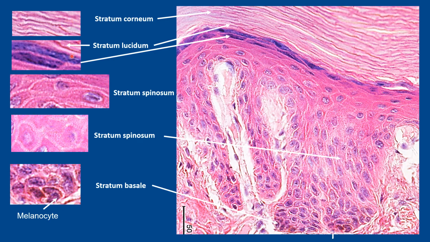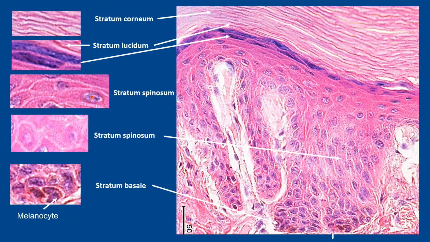The stratum lucidum, see here the keratohyalin granules are there. This is stratum corneum, but just above it there is a red colored area. So that is the stratum lucidum. Then stratum corneum already has been mentioned.